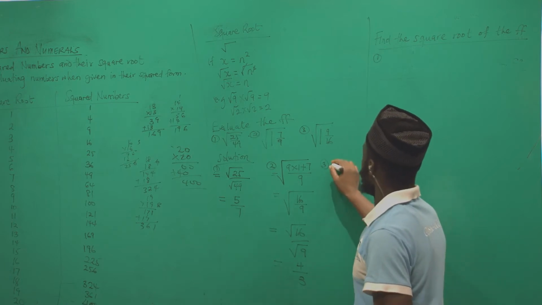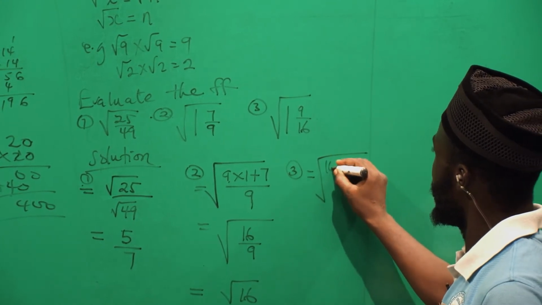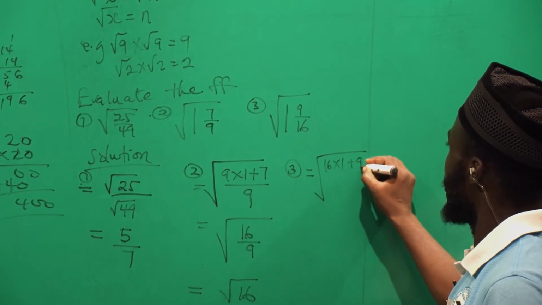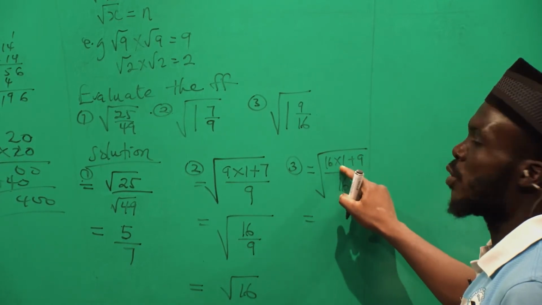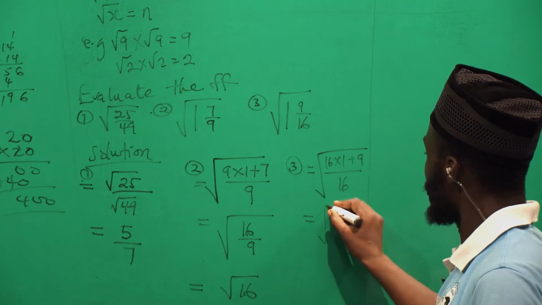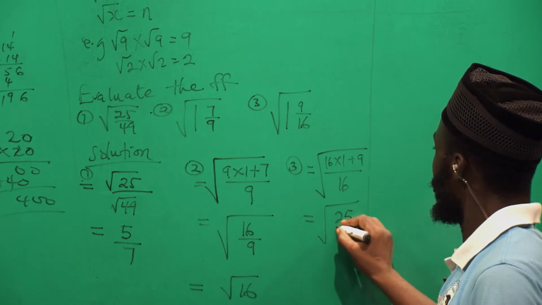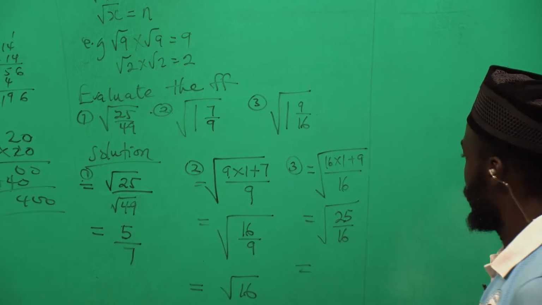Let's see. So it's equal to a bigger square root sign, then 16 times 1 plus 9, all on 16. So 16 times 1 is 16, plus 9 is 25. So a bigger square root sign, 25 on 16. Now we share it into 2.